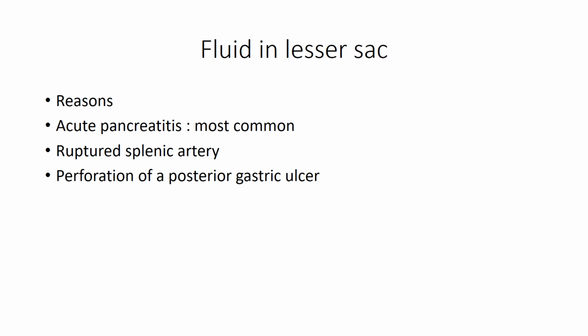And third is the perforation of a posterior gastric ulcer. Again, as we have already discussed, the part of the omentum covering the posterior wall of the stomach forms the anterior wall of the lesser sac. So a perforation will go through this omentum and will finally perforate into the lesser sac.